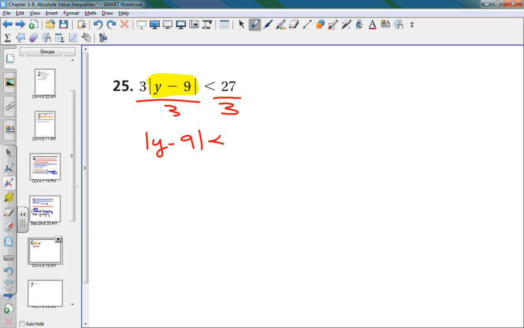because 27 is divisible by 3. Do I flip the sign? No, because I didn't divide by a negative, and this is going to give me 9. So now the next thing I need to do after I've isolated my absolute value sign is now I need to determine if this is even possible. So what does that mean?